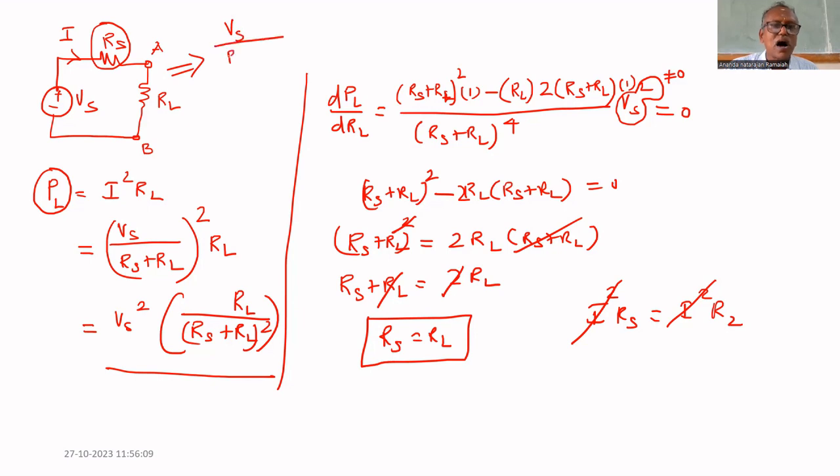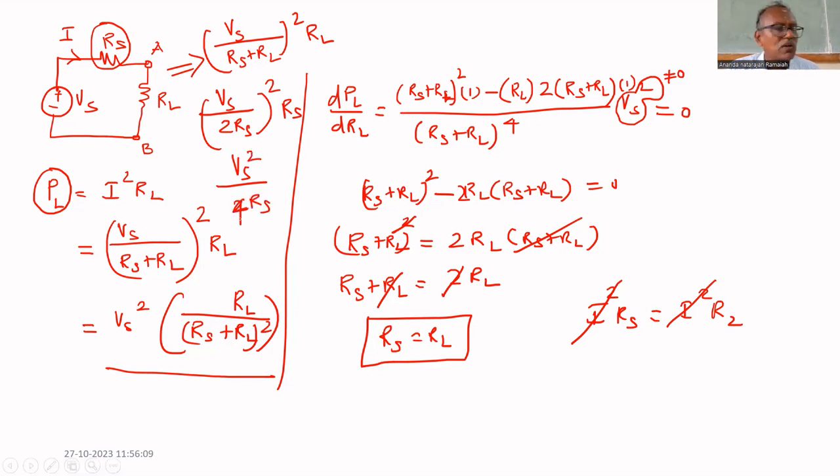Vs upon RS plus RL, whole square, multiplied by RL. Wherever you find RL, you put RS. What will you get? Vs upon 2RS, whole square, multiplied by RS, or Vs square upon 4RS. That is the maximum power in any circuit, where RS is the internal impedance of the circuit.